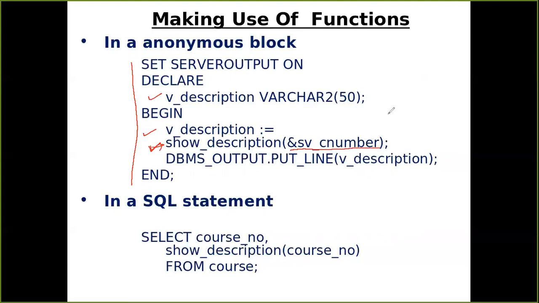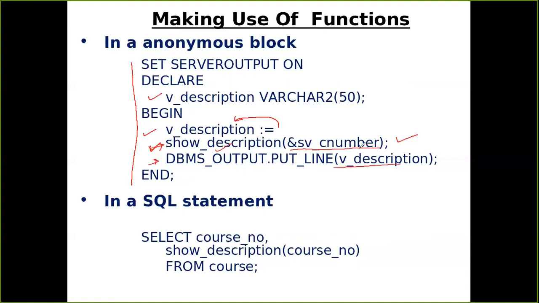When this module is executing, it will ask you to enter the value of sv number. Whatever you enter from the keyboard is passed to the show description method, and whatever is returned from the show description method is passed to v description, and from there it is printed on the monitor. You can print the value on the monitor using the dbms output dot put line method. So this is one way of calling the method that you declared in the previous slide.